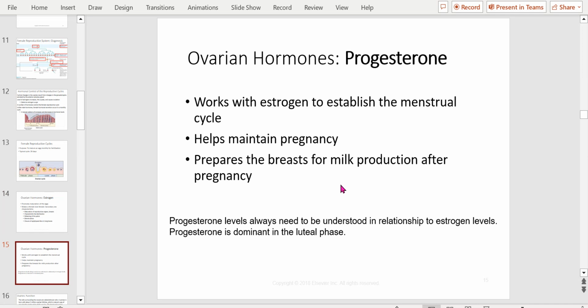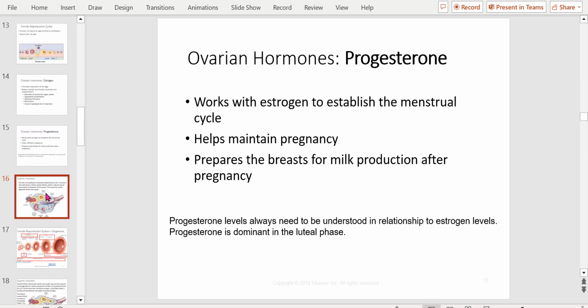Progesterone. So we've got estrogen and progesterone. Progesterone works with estrogen to establish the menstrual cycle. Okay, now we're on the tail end of the whole ovarian cycle. It helps maintain pregnancy and prepares the breast for milk production after pregnancy. Progesterone levels always need to be understood in relation to estrogen levels. Progesterone is dominant in the luteal phase, as stated earlier.